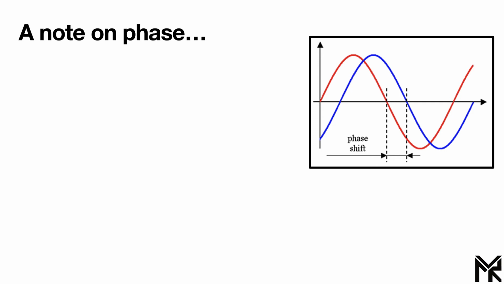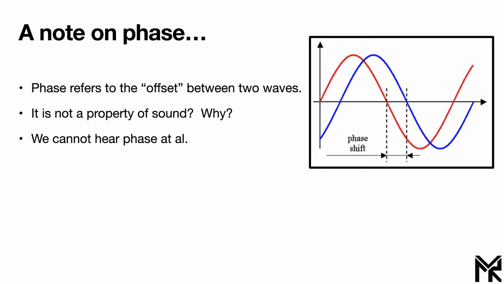One thing I do want to talk about is phase, and it's not really a property of sound. I know I made another video on this, so I don't want to harp on this too much, but once again, phase isn't a property of sound itself. It's kind of a meta property in the sense that it describes the relationship between two different sounds. And we also can't hear phase, so that's another good reason why it's not a property of sound.